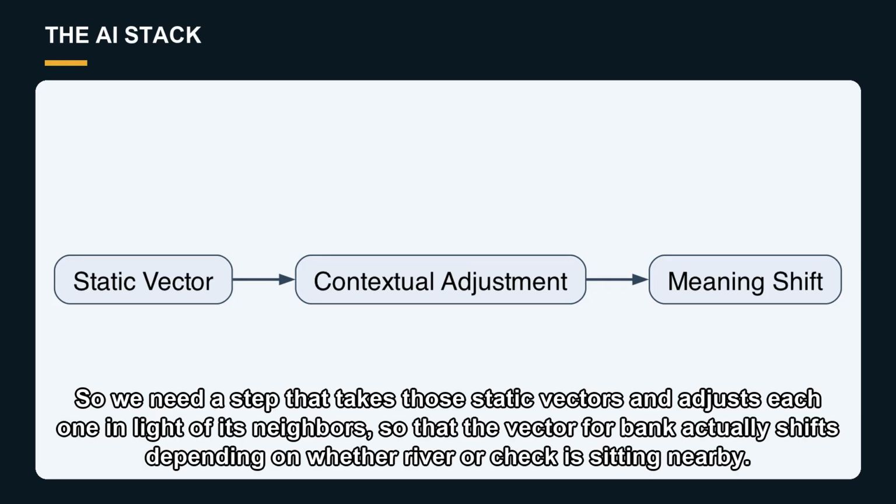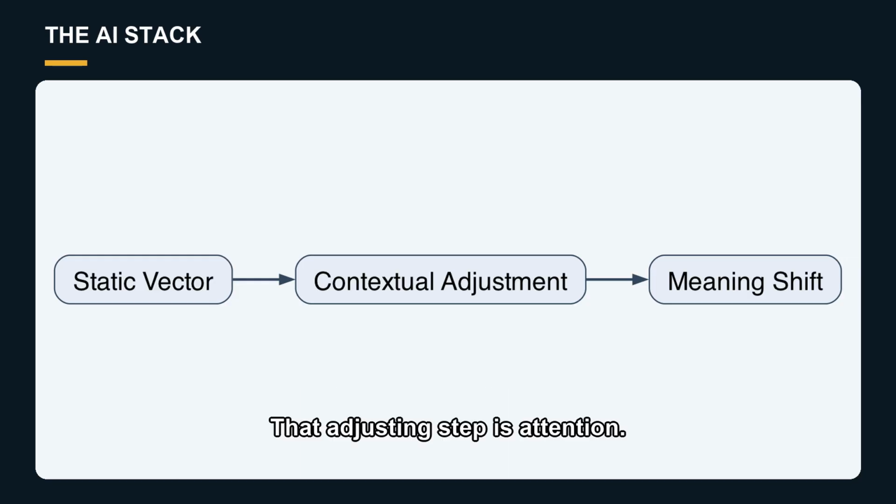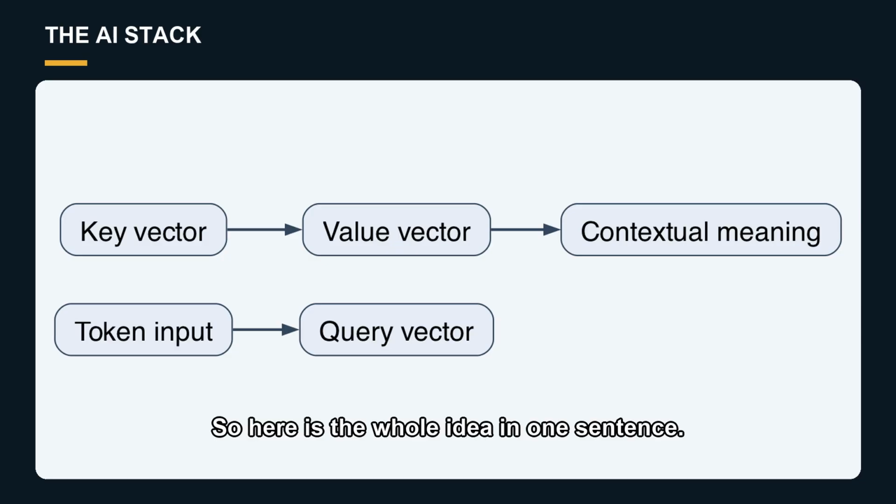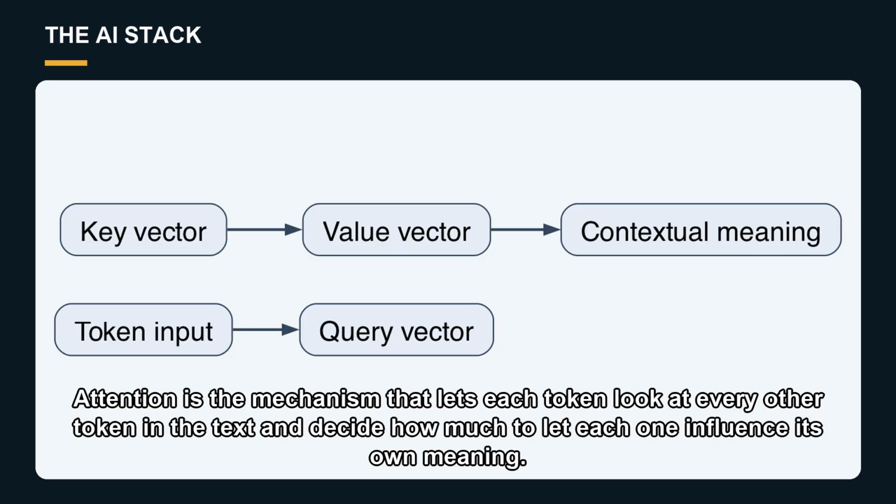So we need a step that takes those static vectors and adjusts each one in light of its neighbors, so that the vector for bank actually shifts depending on whether river or check is sitting nearby. That adjusting step is attention. It is how a model turns a word's generic meaning into its meaning right here, in this specific sentence. So here is the whole idea in one sentence. Attention is the mechanism that lets each token look at every other token in the text and decide how much to let each one influence its own meaning.